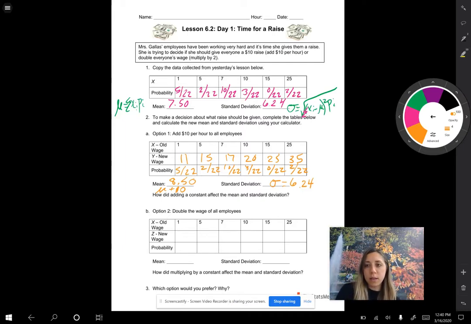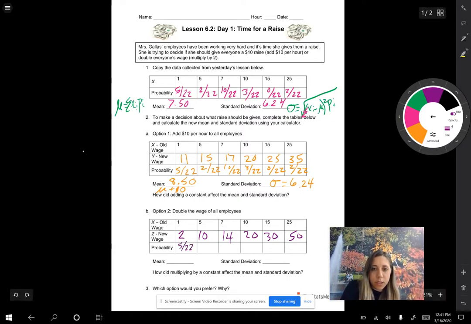So now let's take a look at what would happen if we would double the wages of all the employees. So in this case, a $1 wage would become $2, a $5 wage would become 10, 14 for the $7 wage, 20, 30, and 50. And the probabilities of getting those were the same. So 5 out of 22, 2 out of 22, 10 out of 22, 3 out of 22, 0 out of 22, and 2 out of 22.